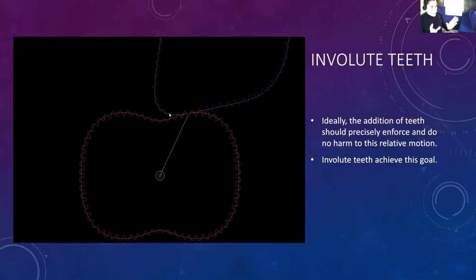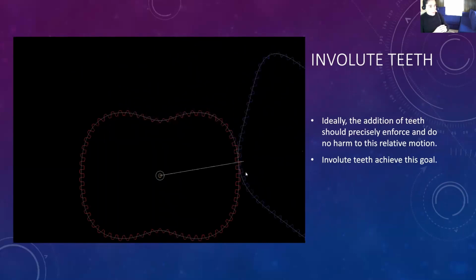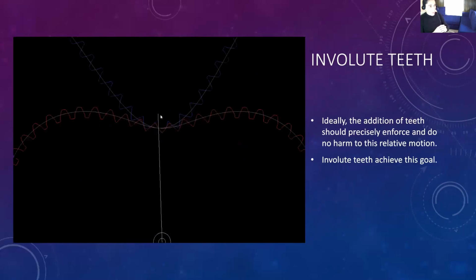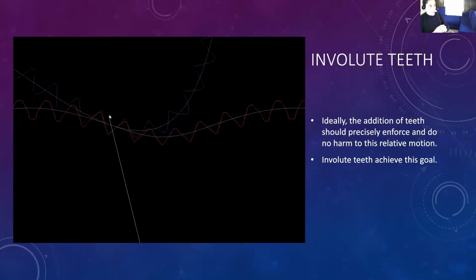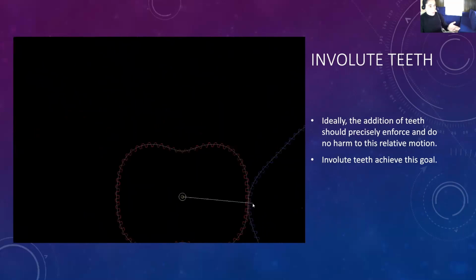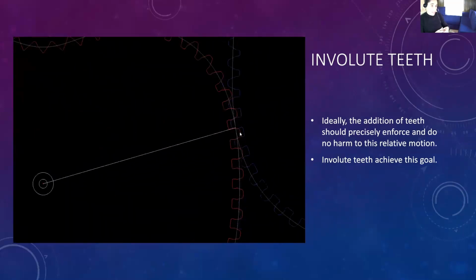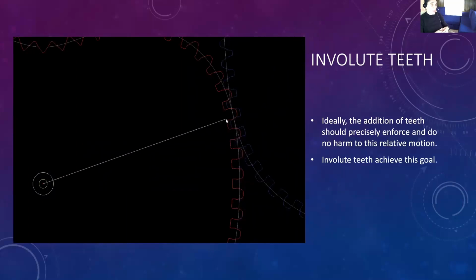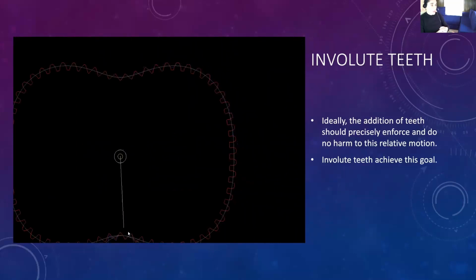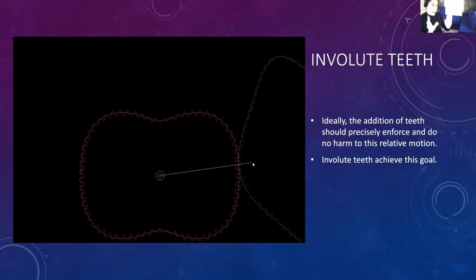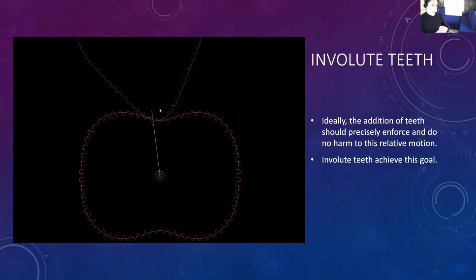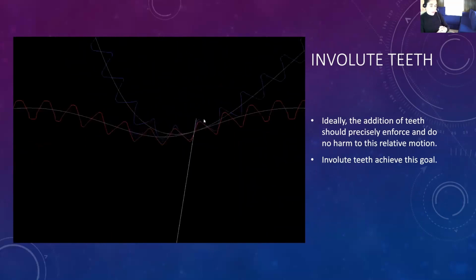Ideally, the addition of teeth to these smooth pitch curves should not affect the relative motion that's dictated by the smooth pitch curves, which are the gray lines in this animation here. The involute teeth should do no harm to this relative motion, and moreover, they should enforce this motion. And I don't mean kind of enforce it, but precisely mathematically enforce that relative rotation, just as the smooth curves rolling together.